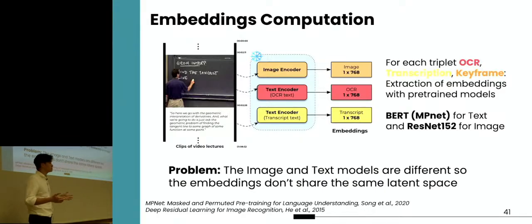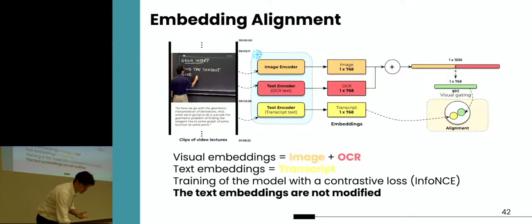But the problem is the same, is that the embeddings are not aligned. Like the visual, the image, and the text model are different, so they don't share the same latent space. So now what we do is that we try to align them. So we form 2 embeddings. So we concatenate the image and OCR embeddings to form the visual embeddings, and then we just keep the transcript separate. And what we do is that we train with a contrastive loss. We use the same loss as current LLM or model like image text models, which is InfoNCE.